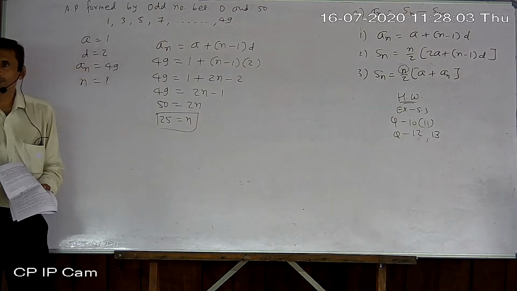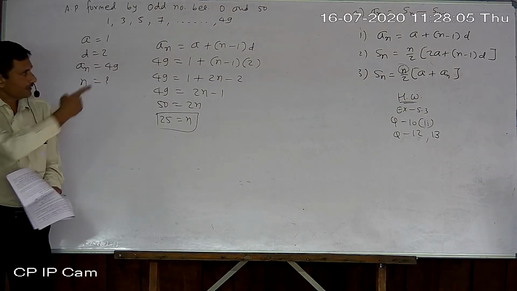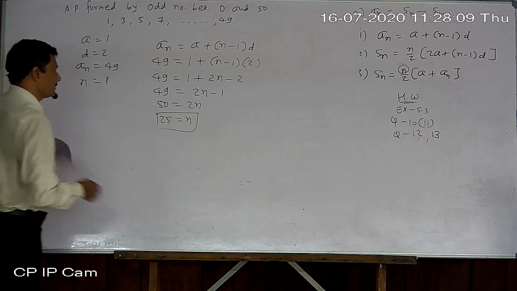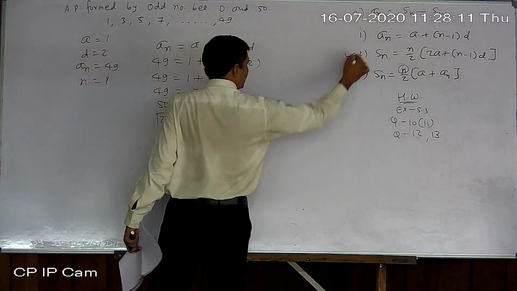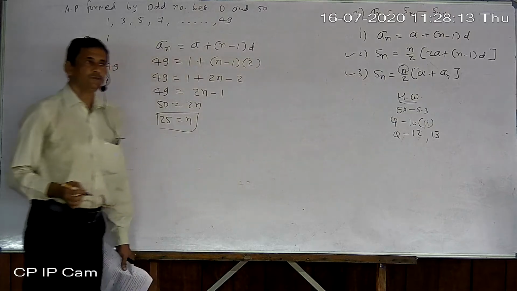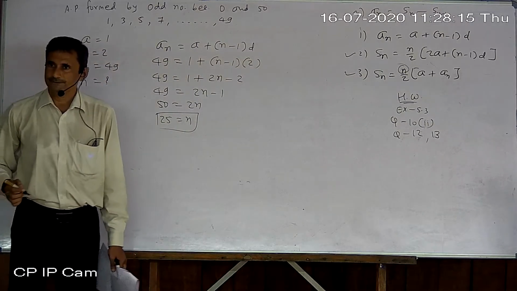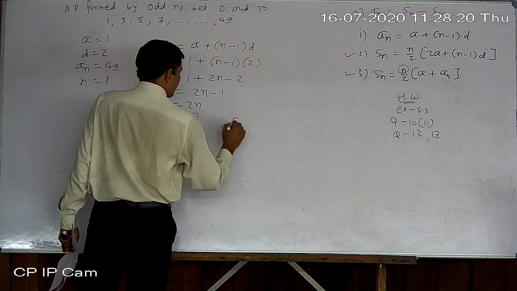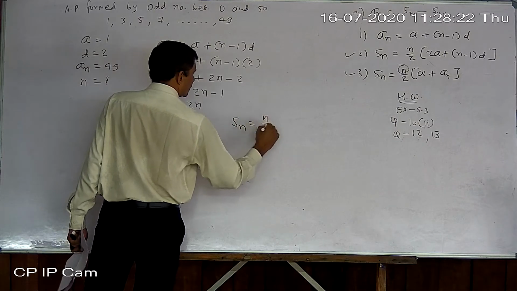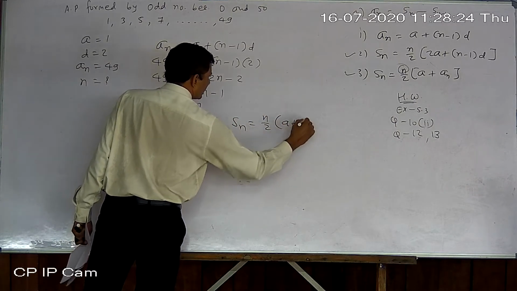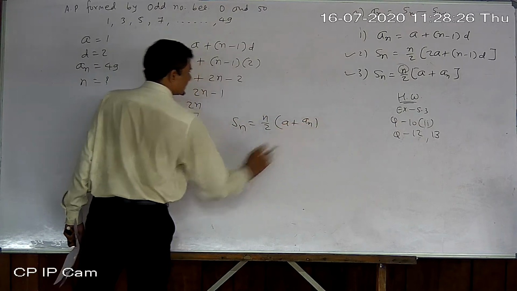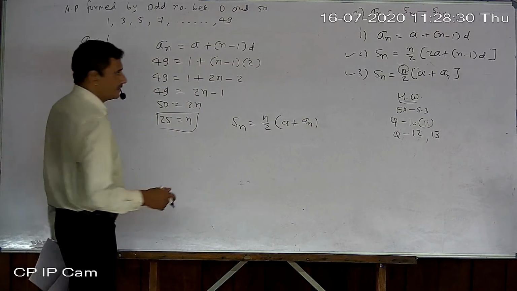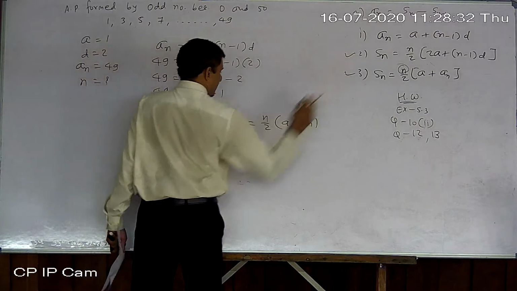Now we can find Sn. How? By using the Sn formula. Now either the second formula or the third, any one you can use. Sn equal to n by 2 into a plus l, and whenever we are having the last term, at that time mostly we use this short formula of Sn. If you want, you can use the second also.